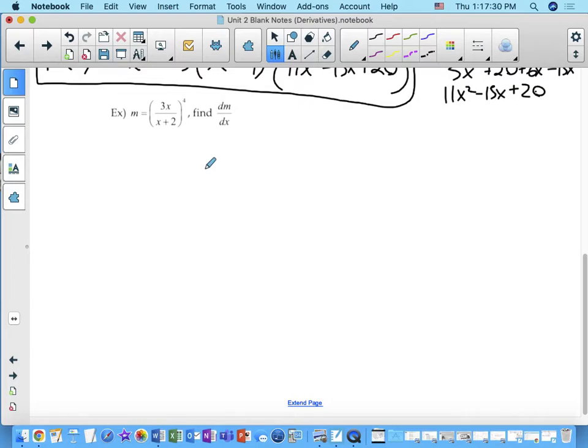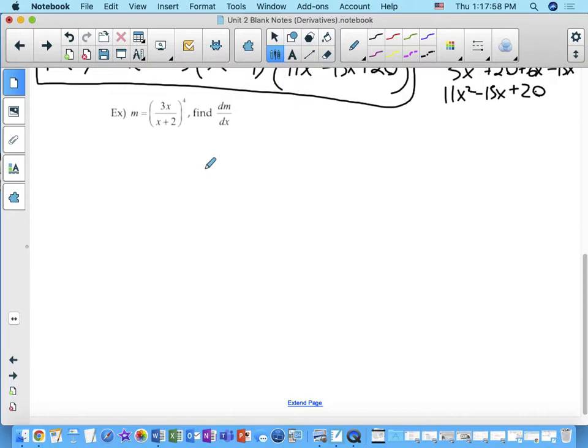Now, you could, if you wanted to, expand the whole thing, multiply this by itself 4 times, but again, that's a big pain. So what's going to be most efficient, okay? And what's going to decrease the likeliness of careless errors? Those are 2 things that you should think about, okay? So we're going to use the quotient and the chain rule here, okay?